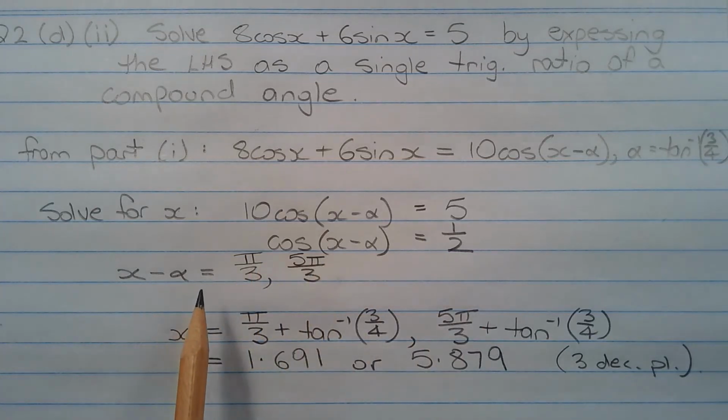Now adding alpha to pi over 3 and 5 pi over 3, where alpha is inverse tan of 3 over 4, we have x is equal to pi over 3 plus inverse tan of 3 over 4, or 5 pi over 3 plus inverse tan of 3 over 4. And rounding both of these values to 3 decimal places, we have x is equal to 1.691 or 5.879.